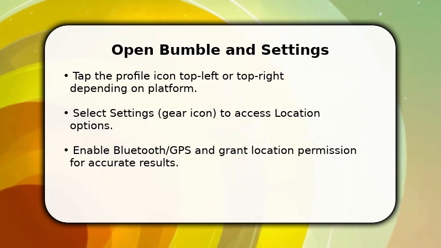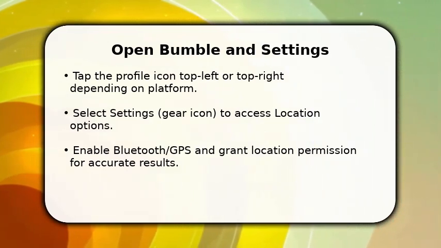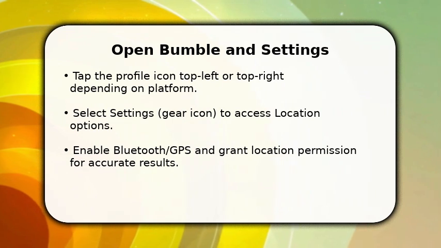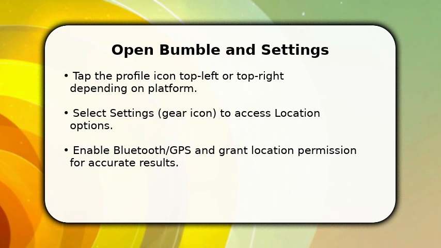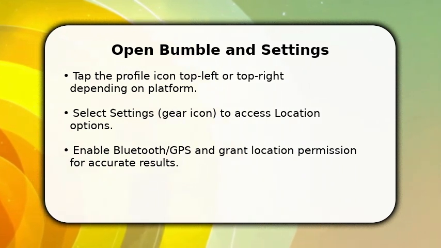Enjoy the video. You're starting inside Bumble. Open your profile, then tap Settings to change location. First, make sure your device's GPS is on and Bumble has location permission. Without that, Bumble cannot update your position.